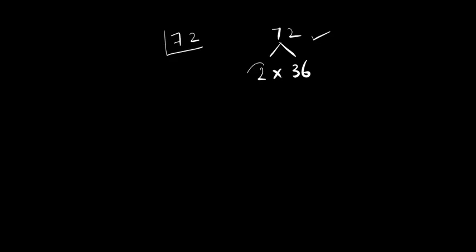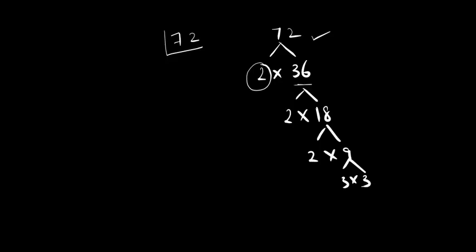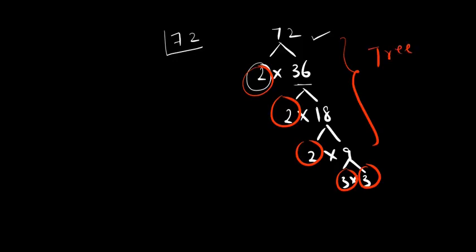Here, only one prime factor is there. This 36 is composite, so you have to reduce this composite also into primes. This 36 can be divided into 2 into 18. This 18 can be divided into 2 into 9. This 9 can be 3 into 3. In total, we have these prime factors: 2, 2, 2, 3, 3. This method of doing it is the tree diagram method.